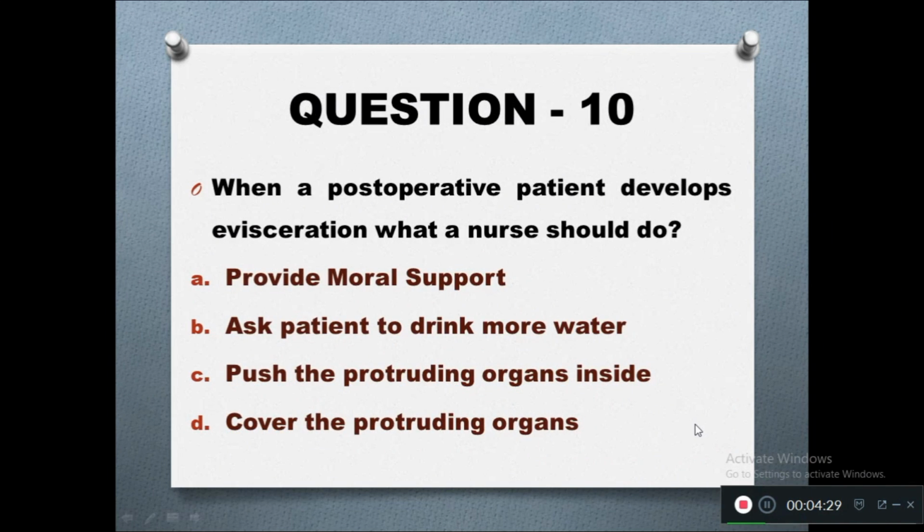Question number 10. When a post-operative patient develops evisceration, what should a nurse do? Option A. Provide moral support. Option B. Ask patient to drink more water. Option C. Push the protruding organs inside. Option D. Cover the protruding organs. So at evisceration time, the nurse must cover the protruding organs with a moist cloth. So the answer is D.